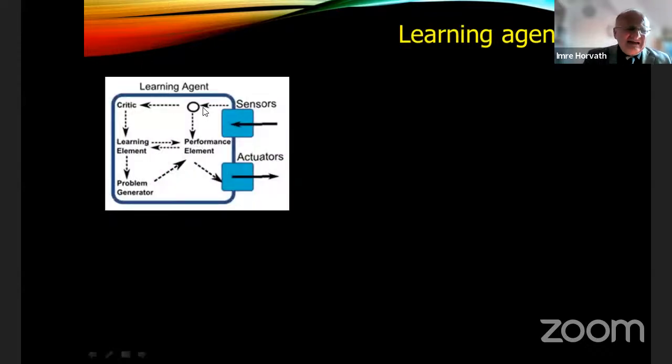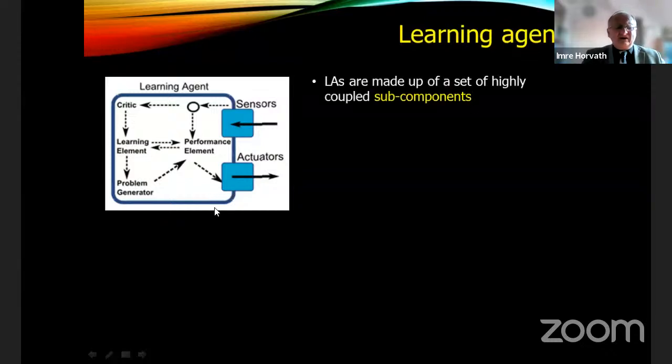Then the last category is the learning agent. The learning agent shows a rather complex structure inside. The information coming from the sensors is first of all critiqued, then it goes to the learning element, and the learning element has a strong connection with the so-called performance element. The learning element is connected to the problem generator, which is in turn related to the performance element, and then the performance element is controlling the actuators.